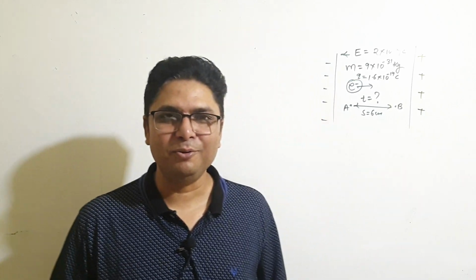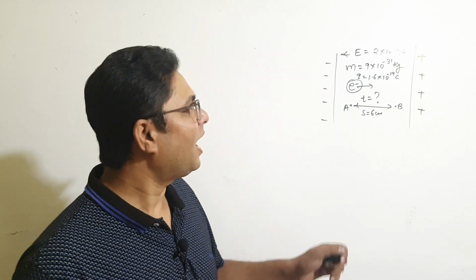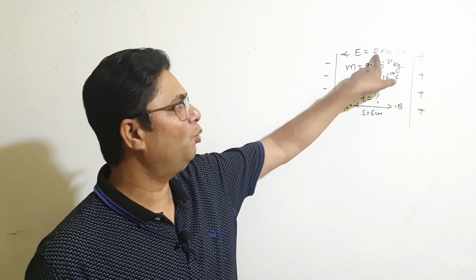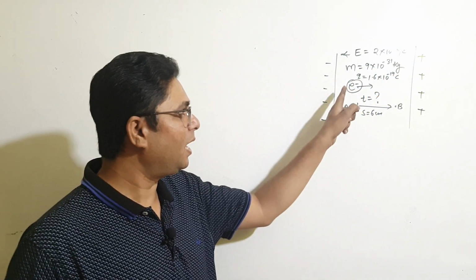Get ready to solve a numerical on electric field. I have a question for you. In this question, I am taking two parallel plates having electric field 2 × 10^4 newton per coulomb. Let us keep a charge.